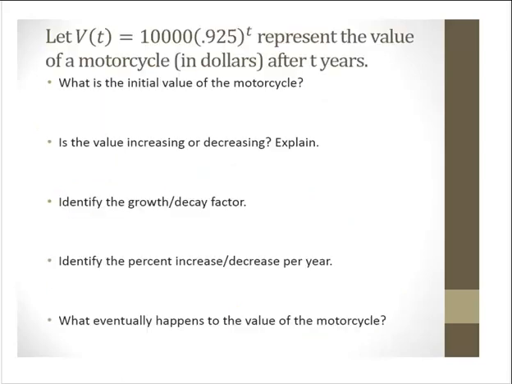Let v of t equal 10,000 times 0.925 to the t represent the value of a motorcycle in dollars after t years. All right, what is the initial value of the motorcycle? I can see that directly from the function, or if I let t equal 0, the initial value is 10,000. So $10,000.